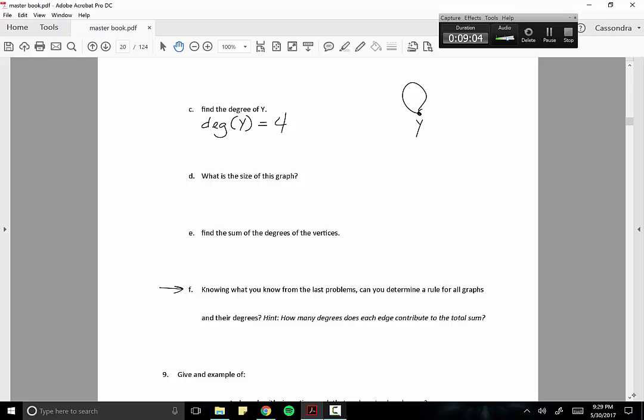Knowing what you know from the last problems, can you determine a rule for graphs and their degrees? Hint, how many degrees does each edge contribute to the total sum? Well, remember that edges cannot exist without vertices, but vertices can exist without edges. Now, an edge has 2 ends, and those ends have to go somewhere, whether it's in the same place or in different places. There are always 2 ends to every edge. Those ends are degrees.